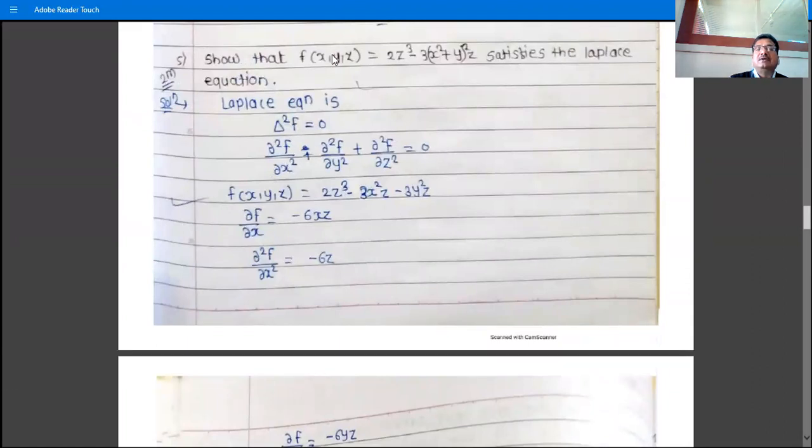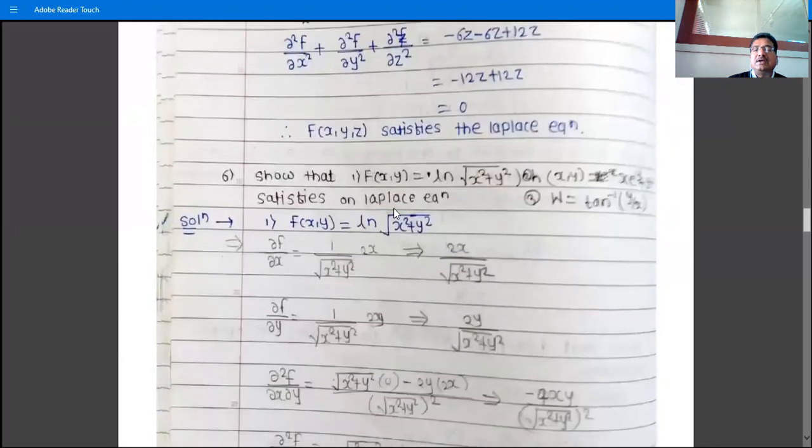If the function is of two variables, then the Laplace equation is ∂²f/∂x² + ∂²f/∂y² = 0. So the next example is: show that this function ln or log of root x² + y², and this other h(x,y) = x e^y + y, satisfies the Laplace equation. Another example for homework: w is tan inverse y by x.